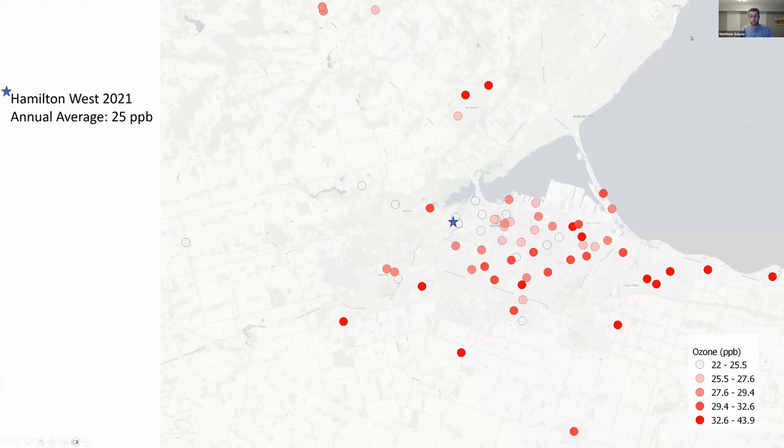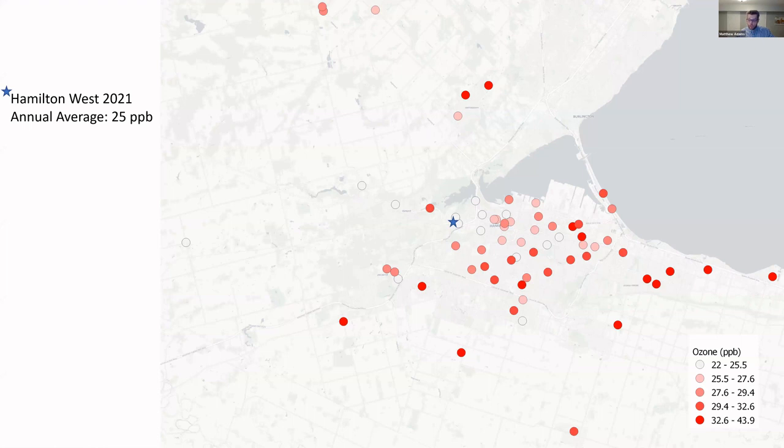The next one we looked at is ozone. And ozone, we typically expect it to be lower in areas where there's higher nitrogen dioxide. The reason is, as nitrogen dioxide is forming, it actually steals one of the oxygen molecules from ozone to form NO2. So you see those ozone concentrations typically lower in urban areas.